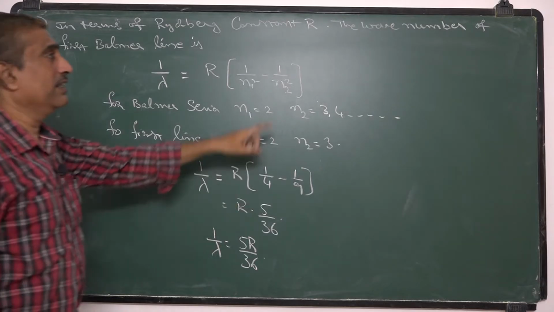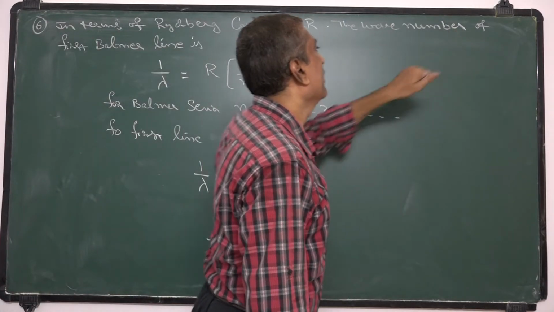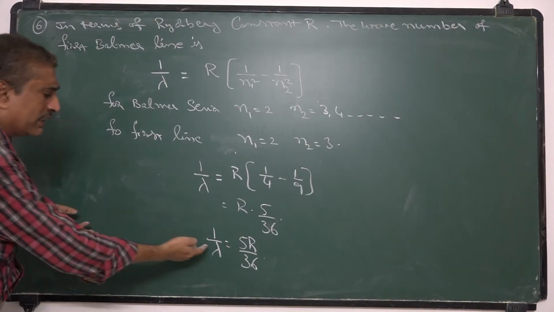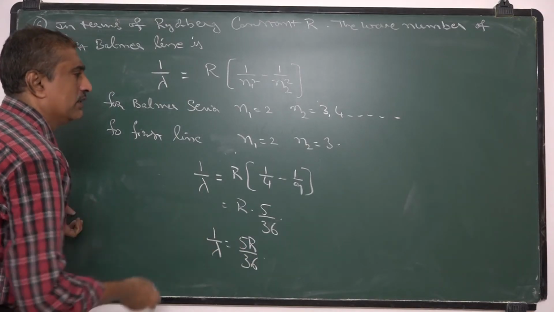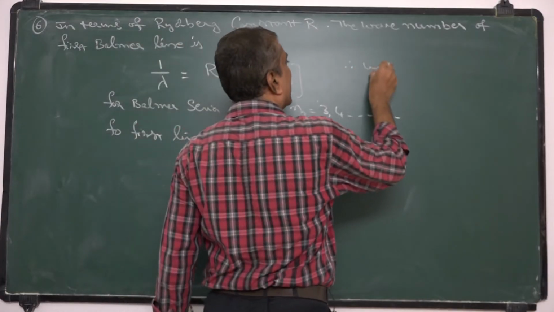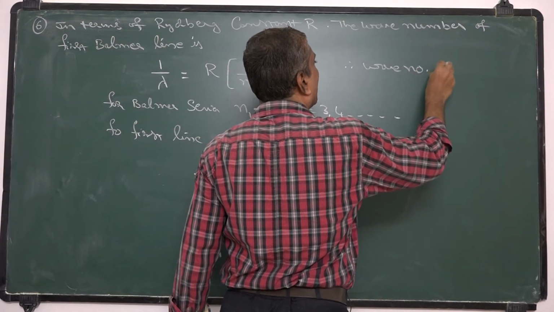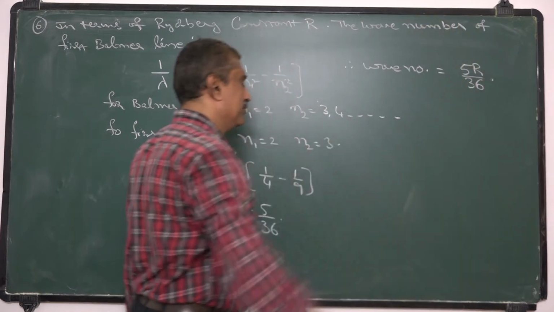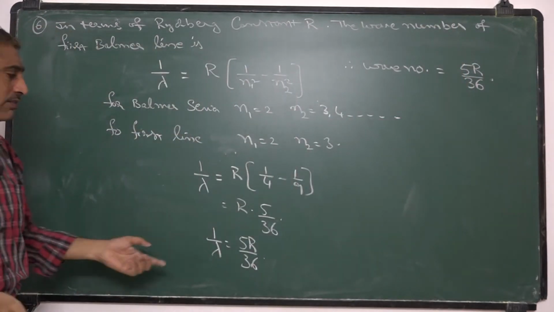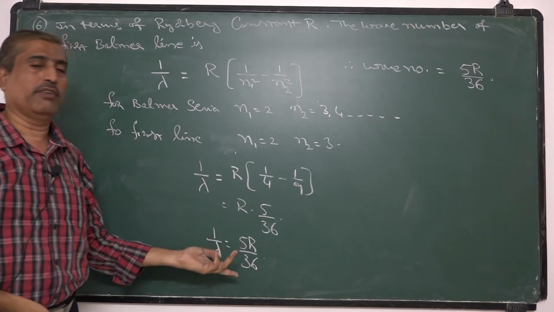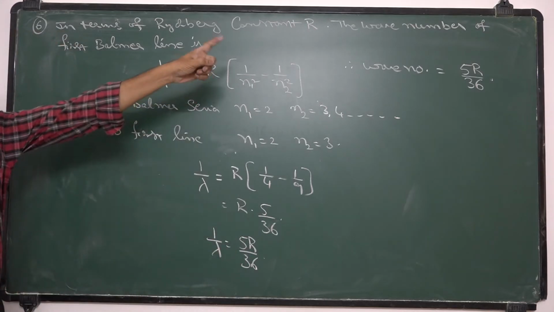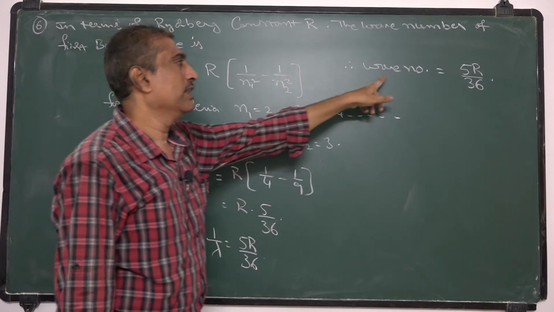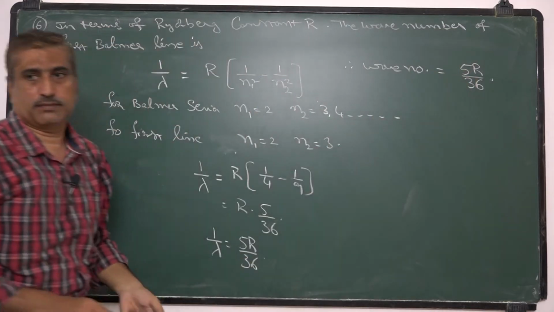Here they asked the wave number. Wave number means simply the reciprocal of wavelength. So therefore wave number is equal to 5R by 36. If they ask wavelength, we have to change it to 36 by 5R. But here they asked wave number. So wave number is nothing but reciprocal of wavelength. That is, wave number is 5R by 36.